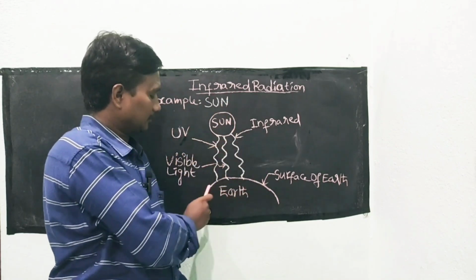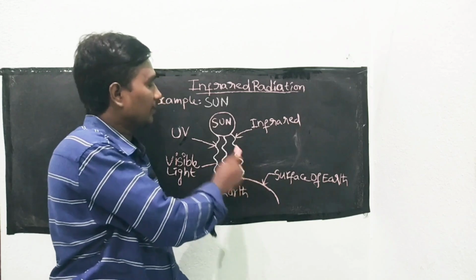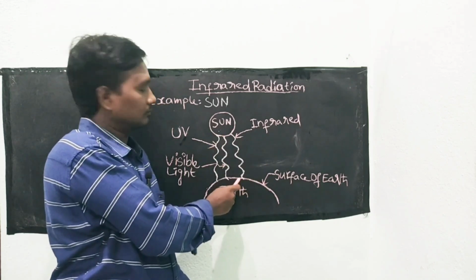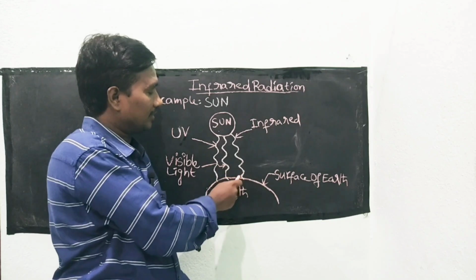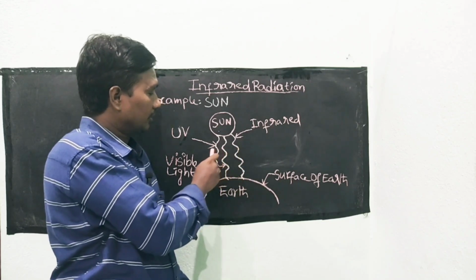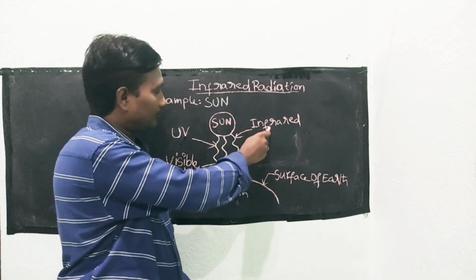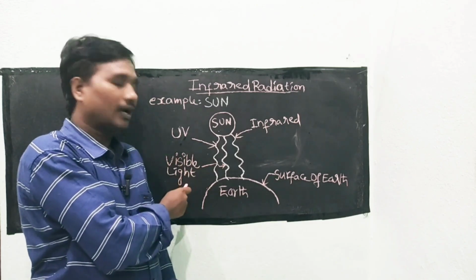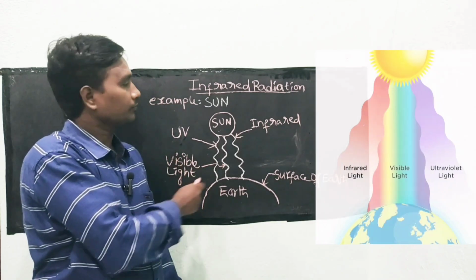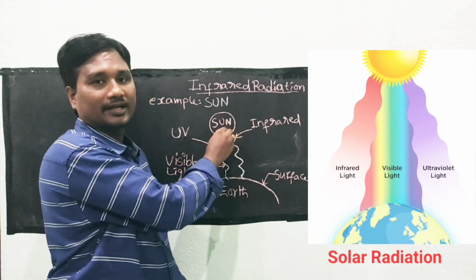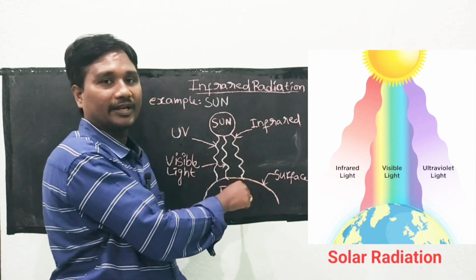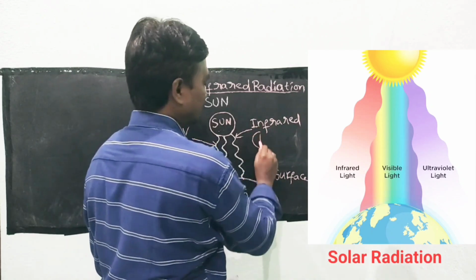This is the sun, earth surface. Energy from the sun reaches the earth surface. This solar energy consists of three components. That is, one is infrared radiation, second one ultraviolet radiation, and visible radiation. Of the energy that reaches the earth surface from the sun, half of the radiation is infrared radiation.